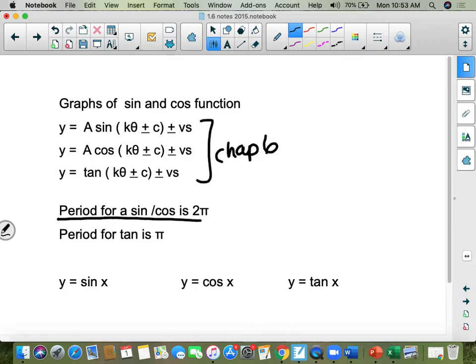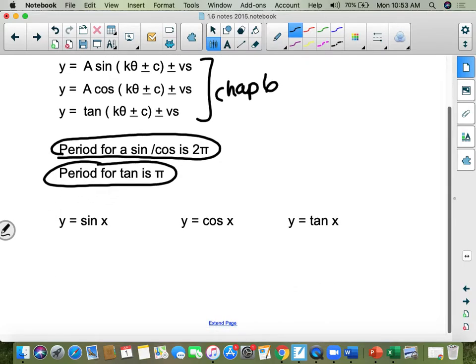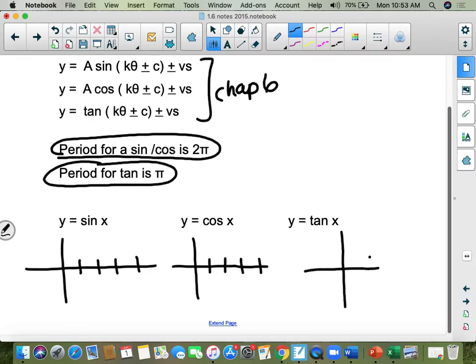The period for sine and cosine is 2 pi. The period for tangent is pi. Keep that in mind. So, what does a cosine graph and sine graph look like? Remember when we did sine graphs, we needed 1, 2, 3, 4, and the last one was 5. Cosine, you needed 1, 2, 3, 4, and the last one is 5. Tangent, you needed 1 on each side. You guys remember that? Remember that this stands for 2 pi. This stands for pi, pi over 2, pi over 2. And this is pi over 2 and a negative pi over 2.